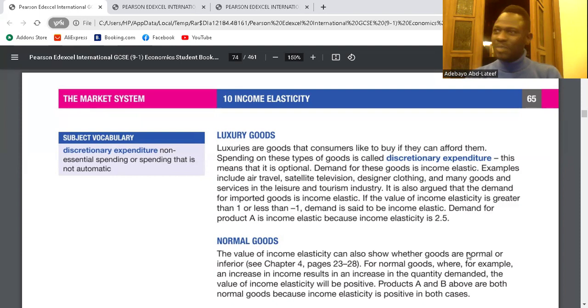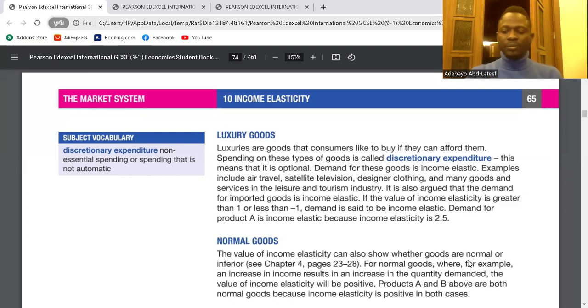So whenever you don't get it, just let me know, then I will continue. Okay, I will explain further. So it is income elastic. Then that's for luxury goods. So the income elasticity of demand for luxuries are income elastic. Clear. For basic goods, for necessities, they are income inelastic. For luxury goods, they are income elastic.